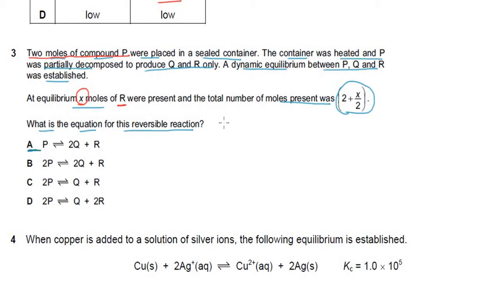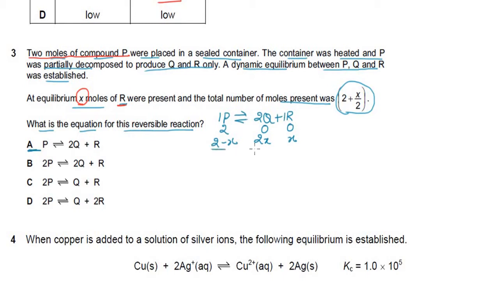Now A says P gives 2Q plus R. If R is X at equilibrium, and initially P is 2 moles, with 0 and 0 on the product side, then Q should be 2X moles at equilibrium, and P should have 2 minus X, as the mole ratio of P and R are the same.